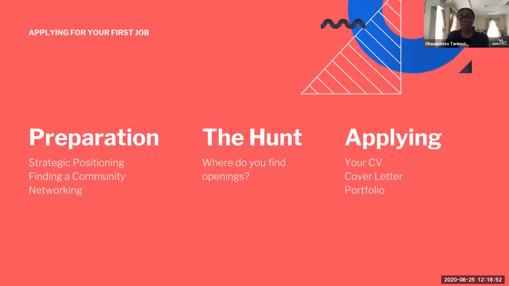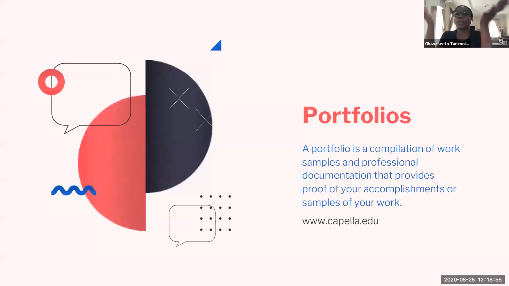So we're going to move on to the next part, portfolios. I think I'm going to spend the most time here, but let's see how it goes. So the basic definition of a portfolio is a compilation of work, samples, and professional documentation that provides proof of your accomplishments or samples of your work.